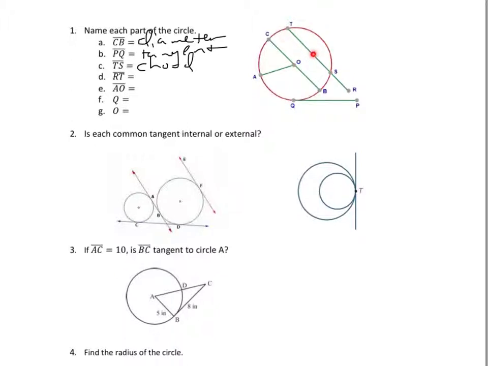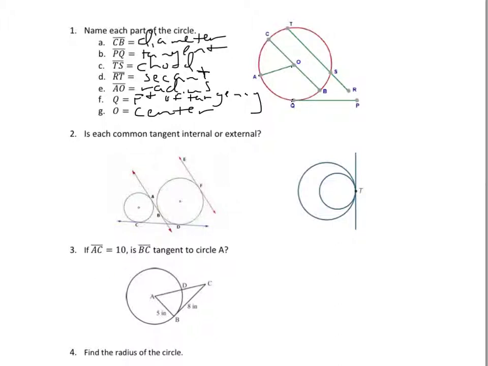Now, RT is the same segment, but continues on outside of the circle. Right, so since it goes to the outside of the circle and intersects at 2 points, it is a secant. And we see that AO here is a radius. Q right here, this point is the point of tangency. Okay, and O is the center of our circle. So those are all a bunch of different parts of a circle.